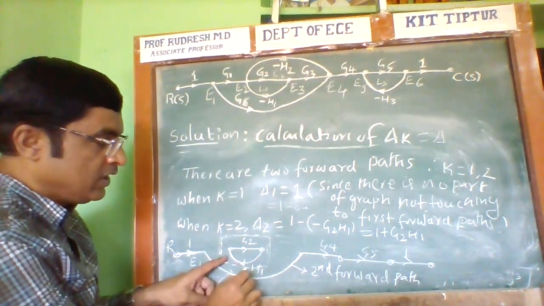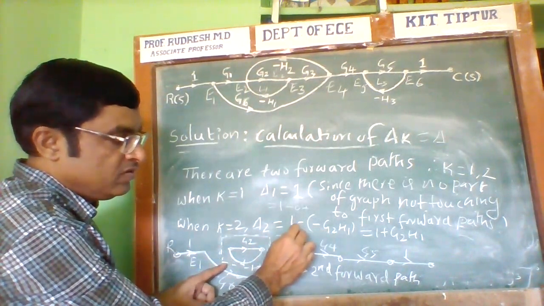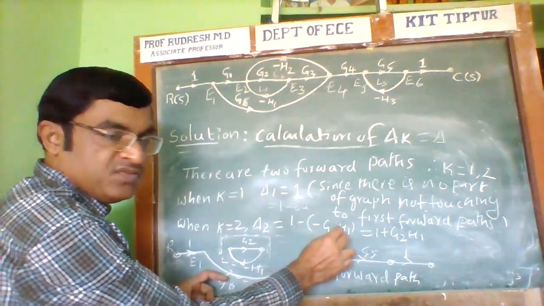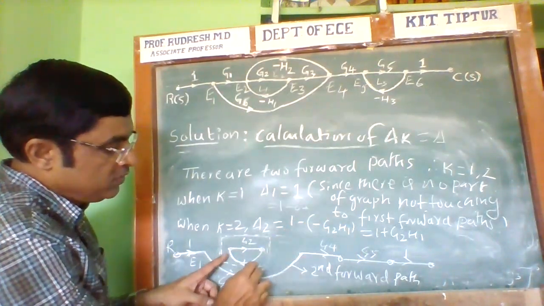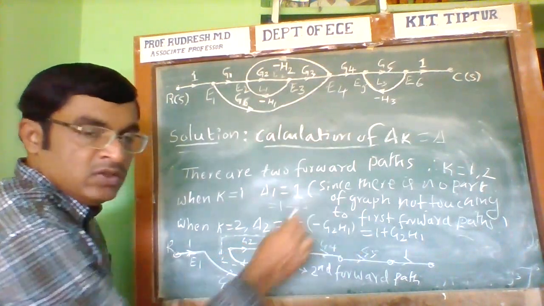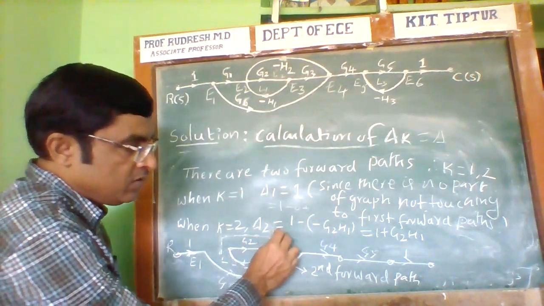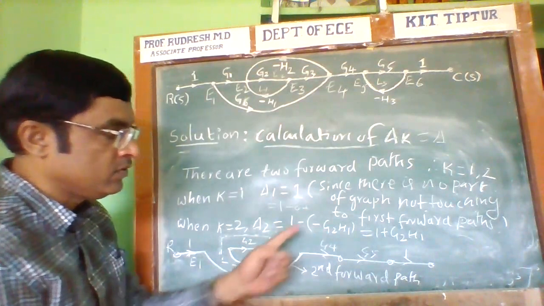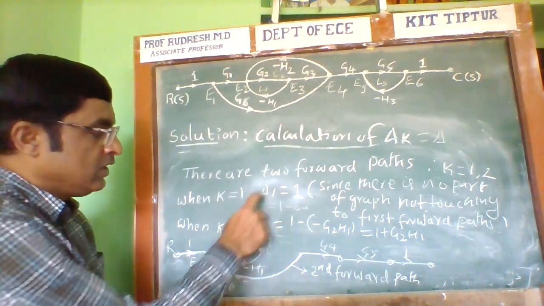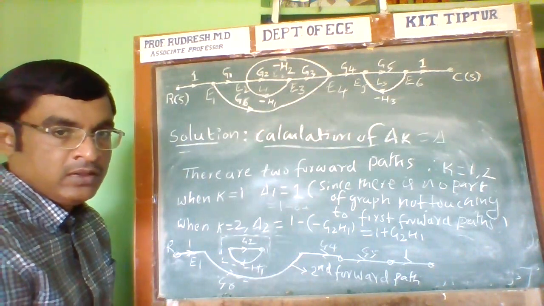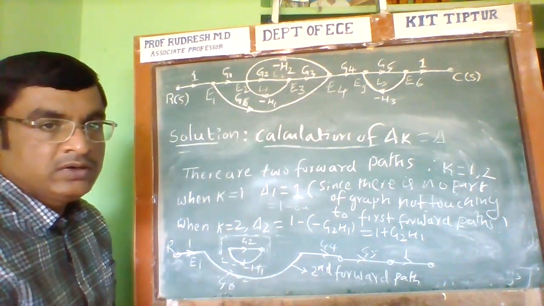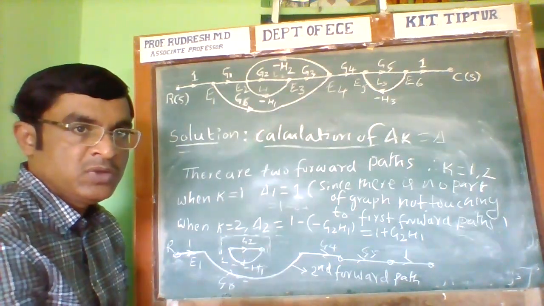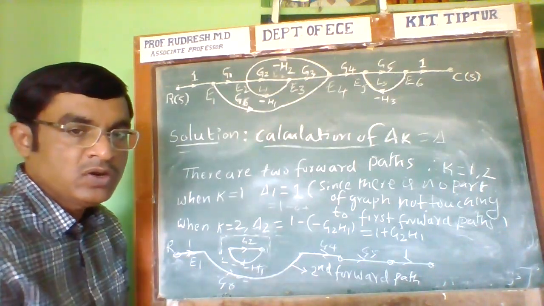What is delta? Delta is equal to 1 minus the sum of individual loop gains. Here there is a loop, therefore the loop gain is minus G2 into H1. That is, I have written the delta 2 value as 1 plus G2 into H1. Therefore, delta 1 is calculated, delta 2 is calculated. Now these values, delta 1, delta 2, and also P1, P2, are substituted in Mason's gain formula, then we will get the overall gain.